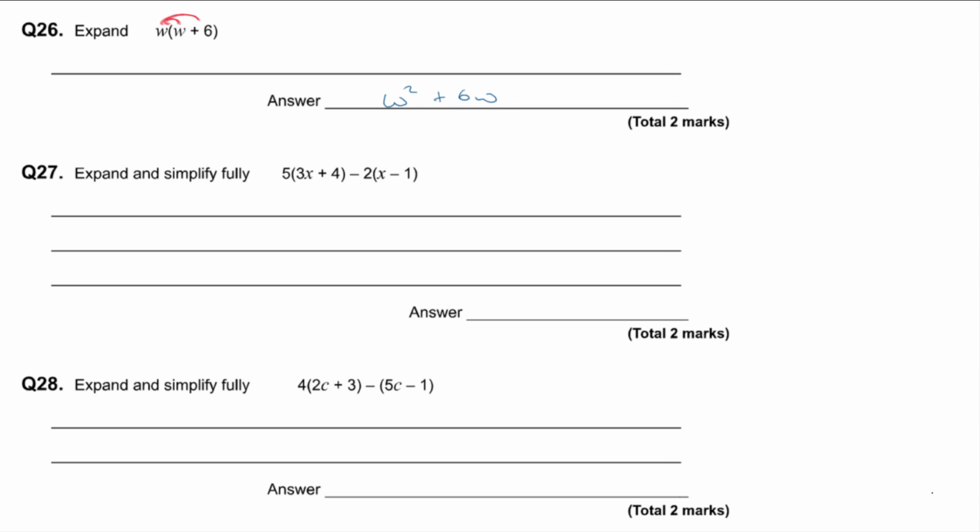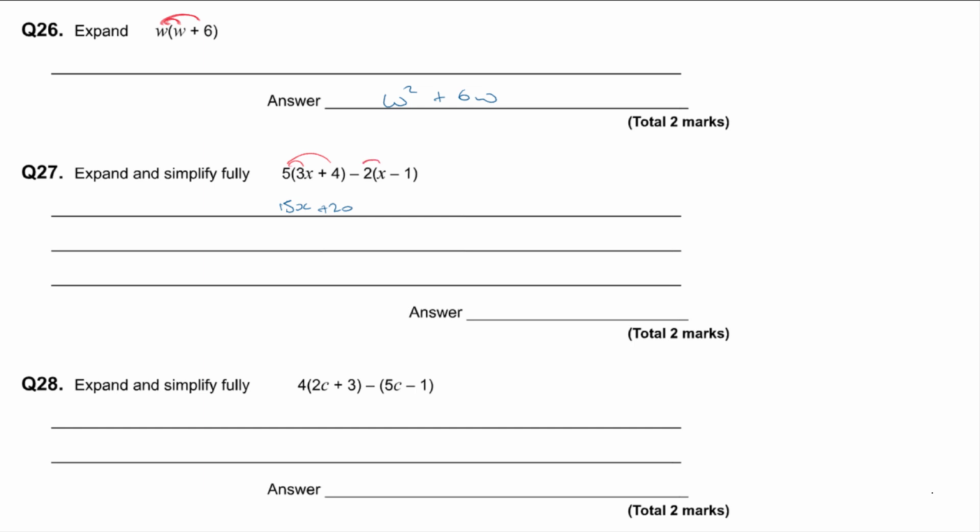Okay, now I've got two different brackets here. It's not two brackets multiplied together, it's two single brackets which are then added together, or in this case subtracted from each other. So multiplying out the first bracket, I've got 5 lots of 3x and 5 lots of 4. 5 times 3x is 15x, 5 lots of 4 is 20.